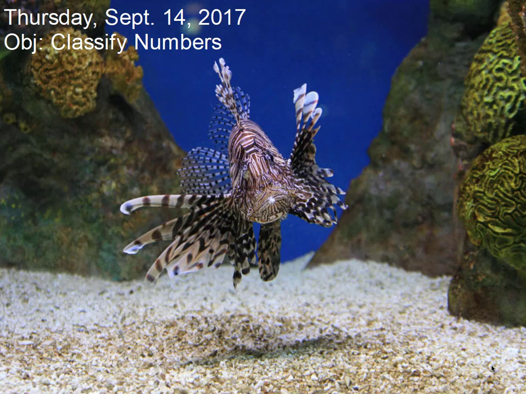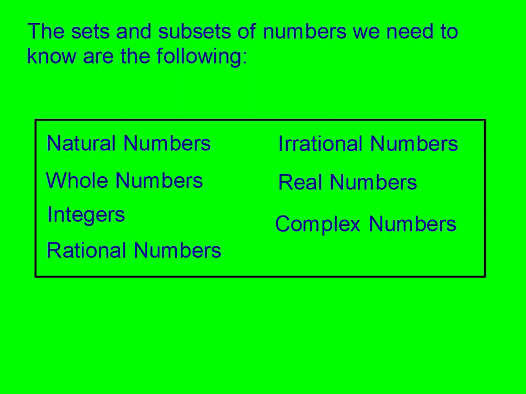Today we're going to classify numbers into sets and subsets. So let's first define the numbers that we want to classify. The sets and subsets of numbers that we need to know are the following: natural numbers, whole numbers, integers, rational numbers. Those four you should be fairly familiar with from 5th and 6th grade. The new ones that we're going to talk about are irrational, real, and complex.